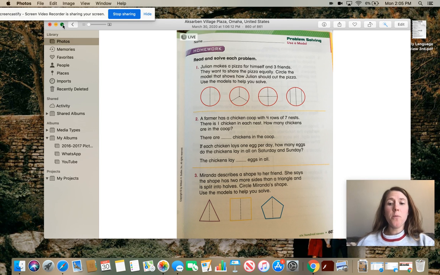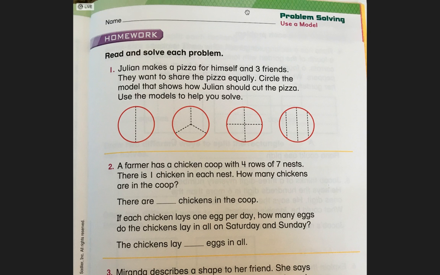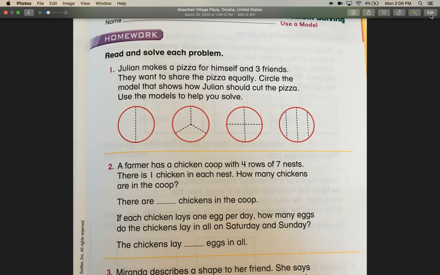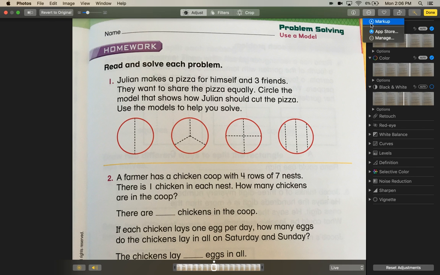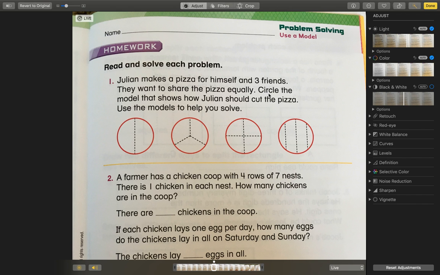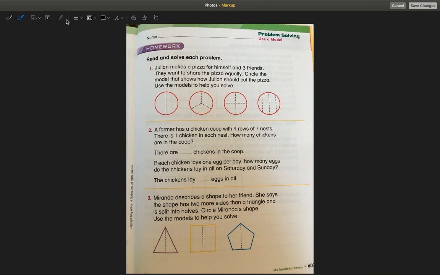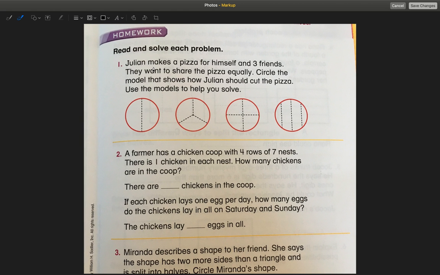So here we go. Okay, so you can see my paper in front of me. I'm going to do a little bit of editing to my paper so I can follow along with you, so you can see what I'm going to do to my paper. Okay, so we are going to read the problem and then we're going to answer it. Julian makes a pizza for himself and 3 friends. They want to share the pizza equally. Circle the model that shows how Julian should cut the pizza. Use the models to help you solve.